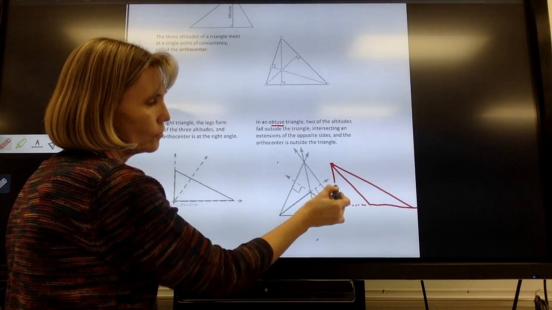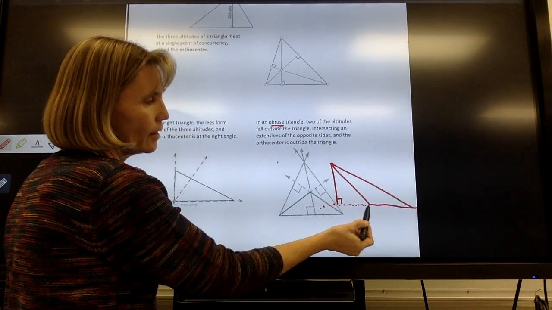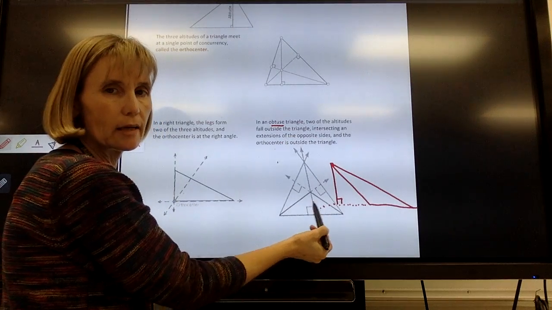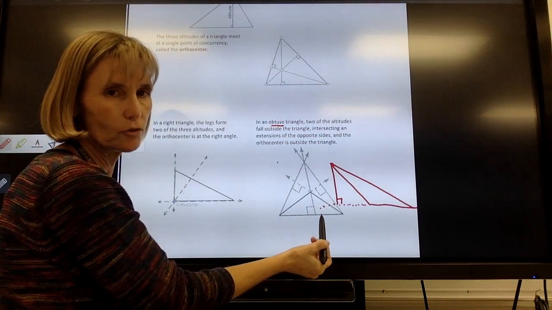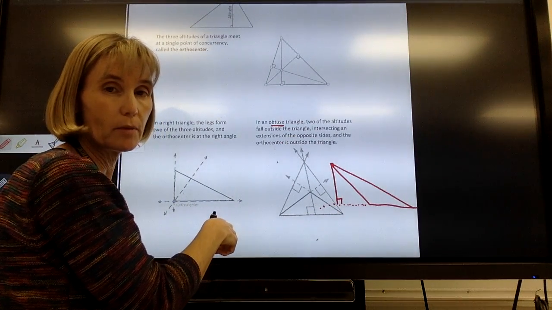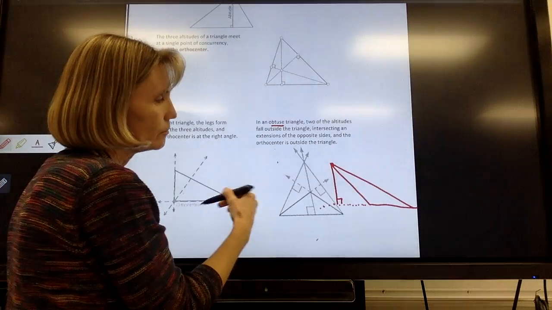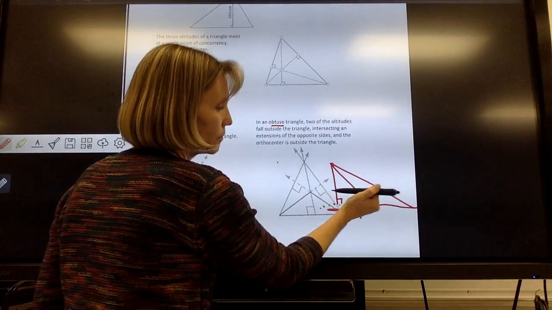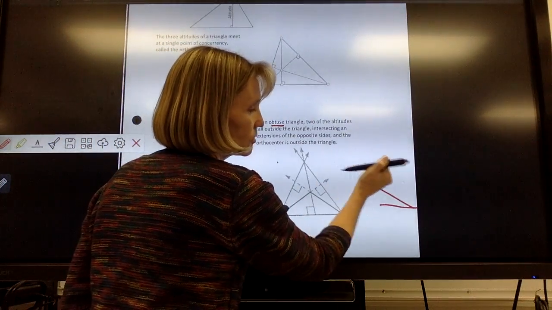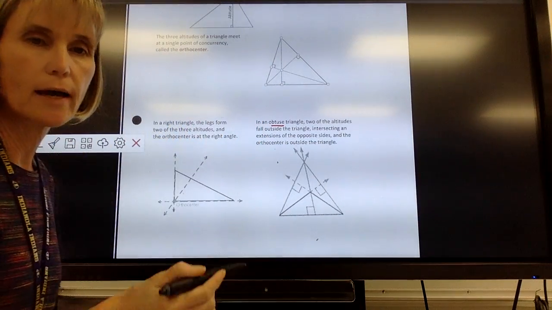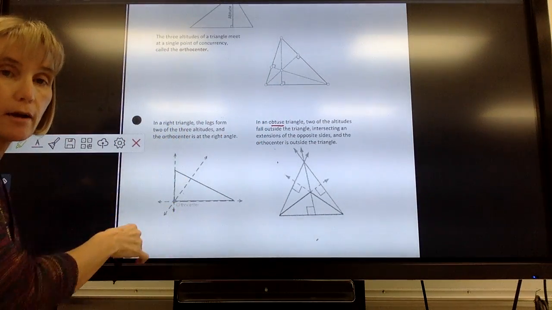My altitude would drop here. And I have to extend the side in order to drop the altitude. So the orthocenter is going to end up being outside of the triangle. That's all that's saying. And you'll see some pictures and some diagrams where you see that altitude is actually falling outside of the triangle.